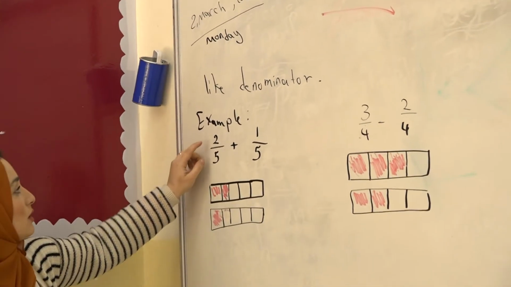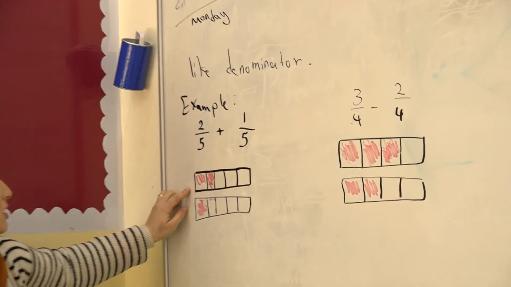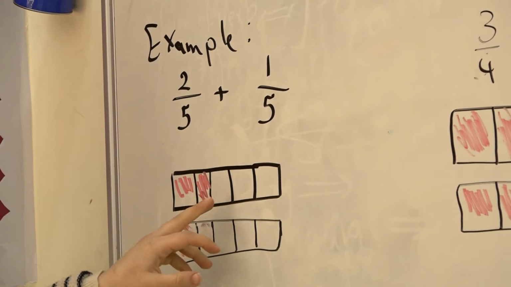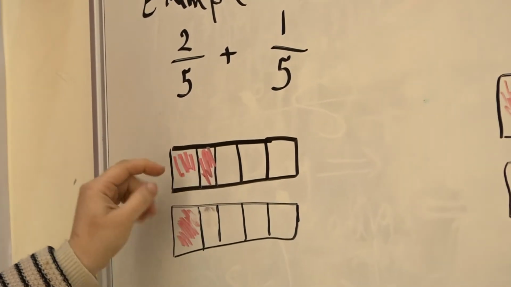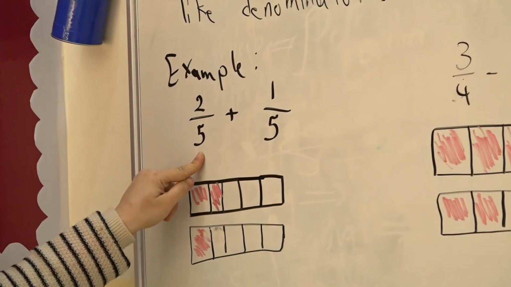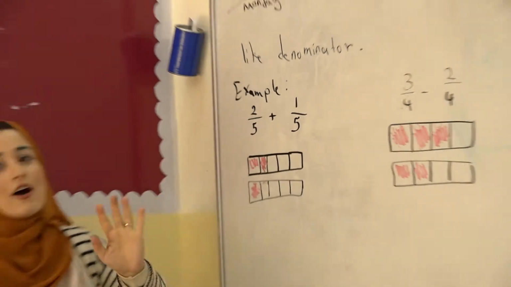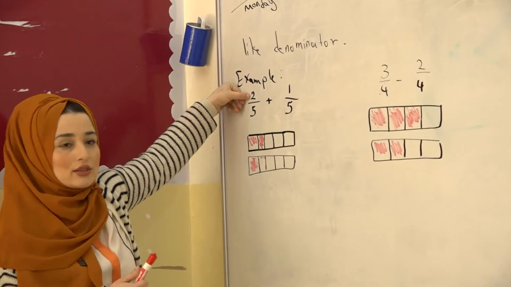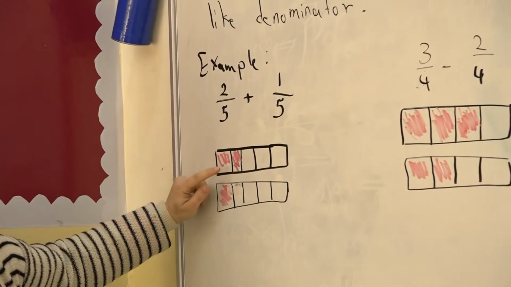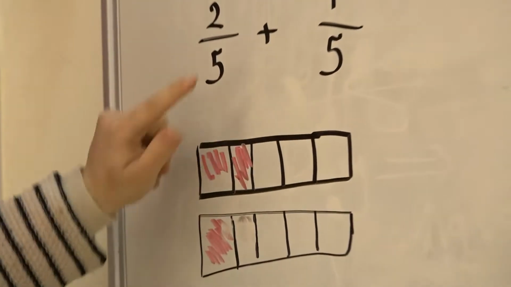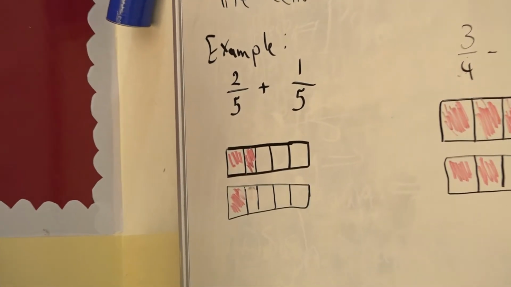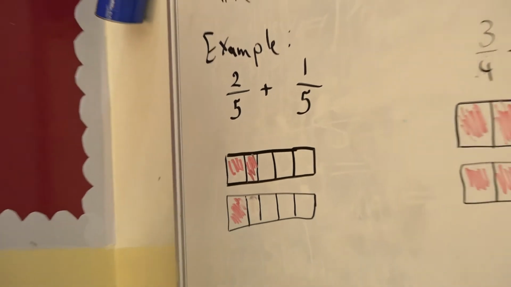For example, 2/5. What does it mean? I have a fraction bar, and I divide it by the denominator, which is 5, so I divide it into 5 parts. The numerator is 2, so I color 2 cells. Now plus 1/5, so I color one more. Now we have the same 5, it's no problem.